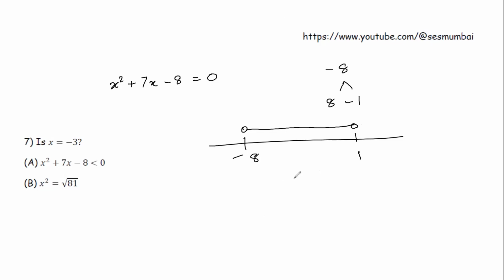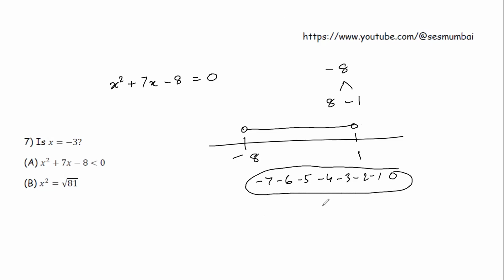So is x equal to negative 3? Out here, we have values negative 7, negative 6, negative 5, negative 4, negative 3, negative 2, negative 1, and 0. These are all the values that x can take. So is x equal to negative 3? It could be yes, or it could be no. If it's negative 6, then no. If it's negative 3, then yes. So it's a yes-no situation. So the first statement doesn't answer, so A and D go.